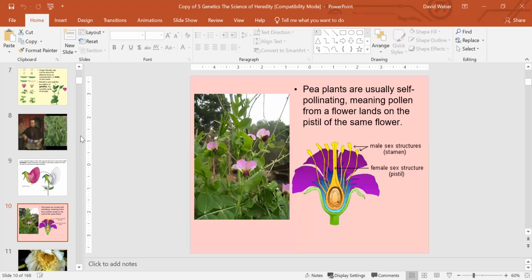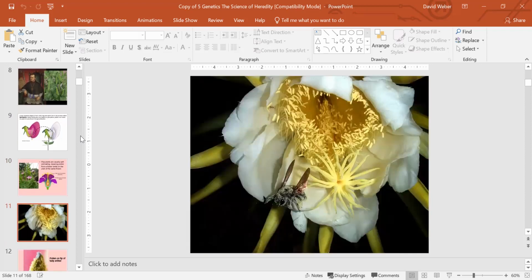Pea plants are usually self-pollinating, meaning pollen from a flower lands on the pistil of the same flower. That happens with wind. It also happens with bugs, so flies, bees, wasps, butterflies, birds, lots of different animals. Humans. So you guys can see, pretty cool, right?